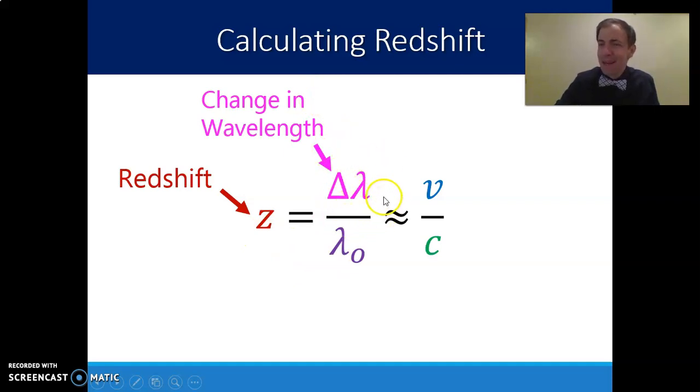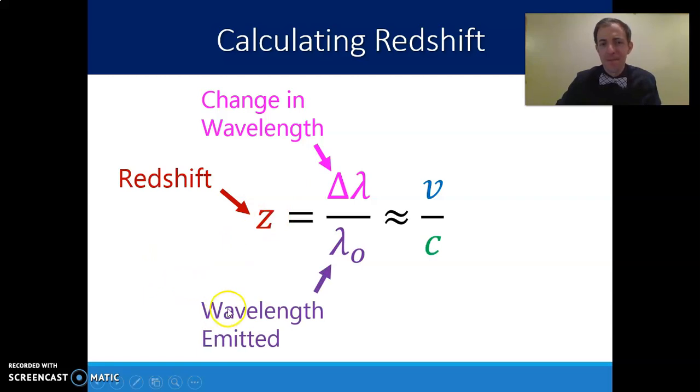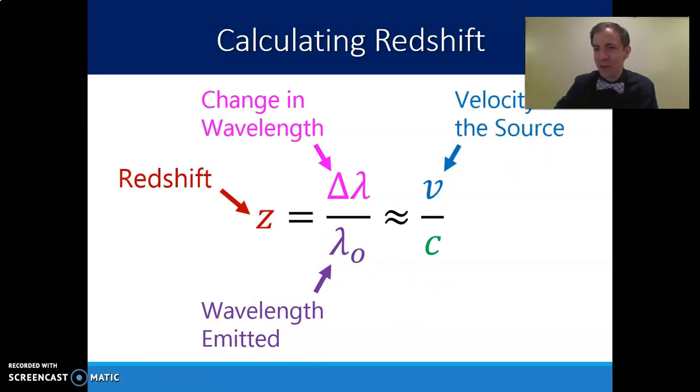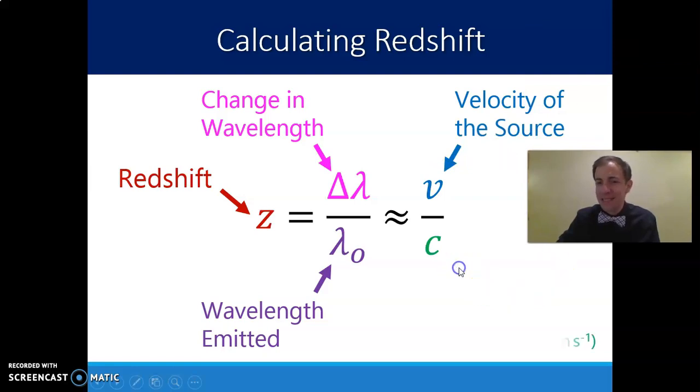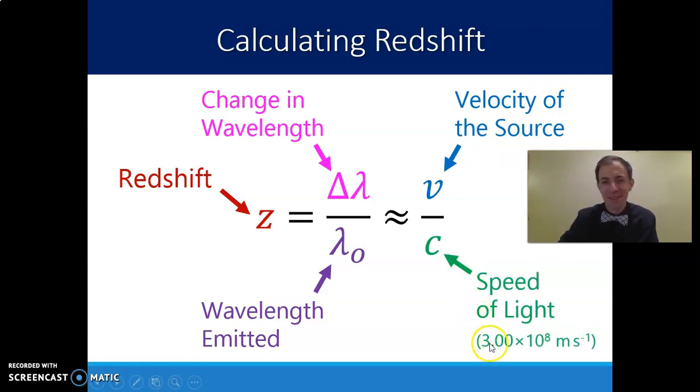This delta lambda is the change in wavelength. It's how different those spectral lines are from where we would expect them to be. This lambda sub 0, or lambda naught, is the wavelength that is emitted. So this is essentially the original wavelength. If it were not moving, that's the wavelength we would expect it to be. And then v is the velocity of the source, how fast that object is moving. And c, as you probably remember, is the speed of light, 3 times 10 to the 8th meters per second, 300 million meters per second.